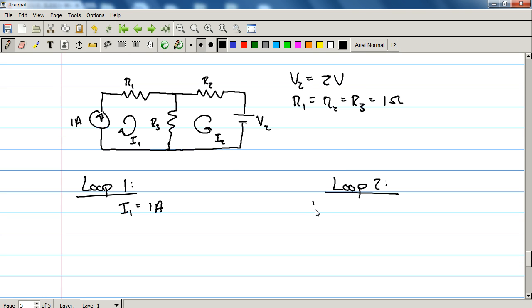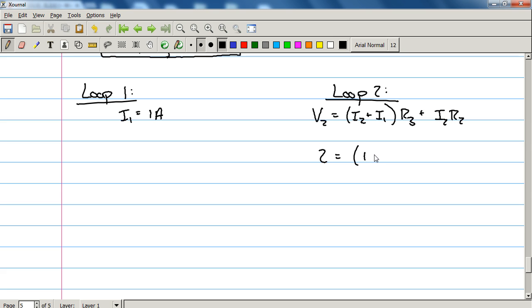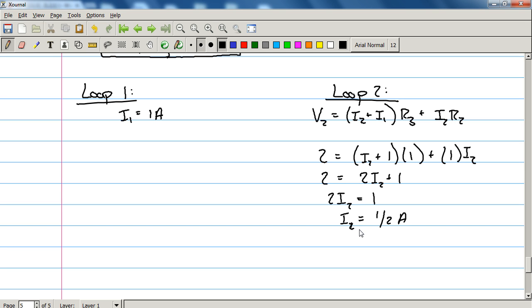Loop 2: V2 equals I1 plus I2. Again, the currents are moving in the same direction, so it's just plus, except I did that backwards. This should be I2 plus I1, because we're dealing with respect to loop 2, times R3, plus I2 R2. So substituting everything in, 2 equals (I2 plus 1) times 1, plus 1 times I2. So 2 equals 2I2 plus 1. So 2I2 equals 1, and I2 is just 1/2 amp. And there we go. So we solved I2 and I1.